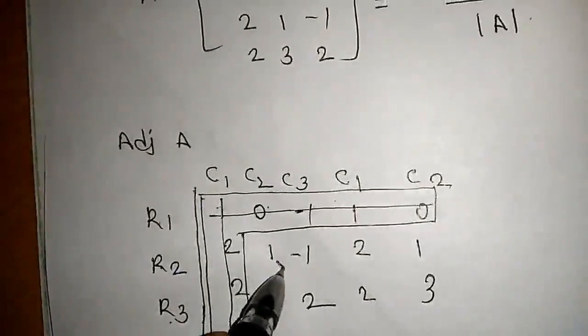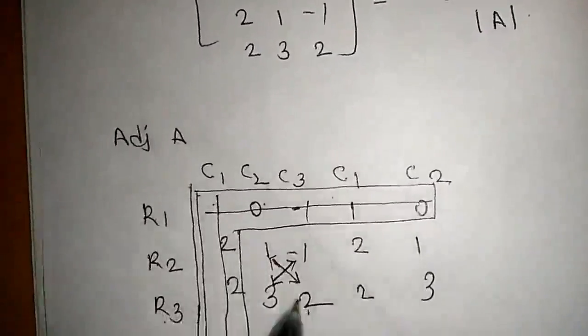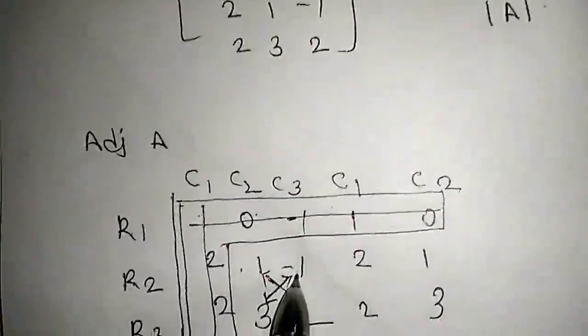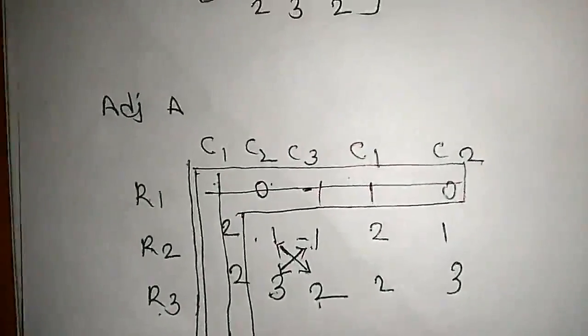First, the cofactor of these two. So what is the cofactor? 2 minus of minus 3. So 2 plus 3 is equal to 5.